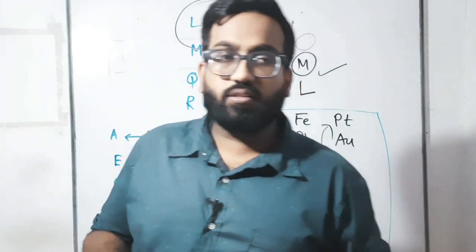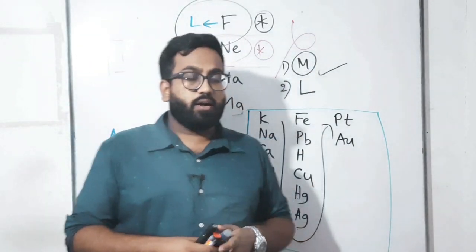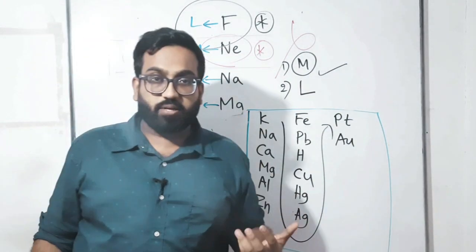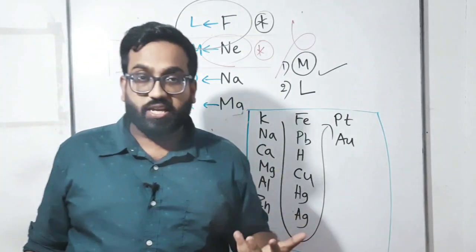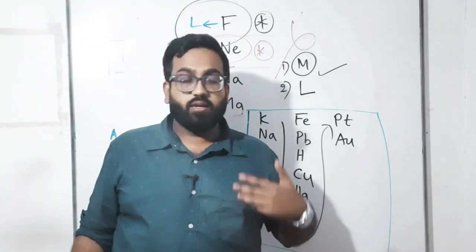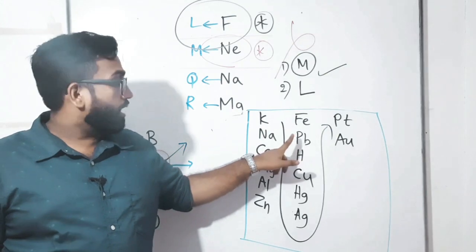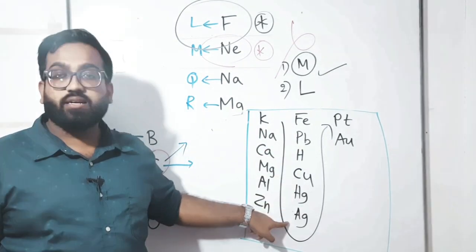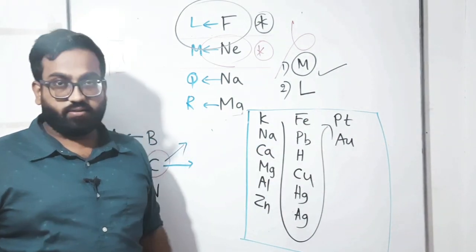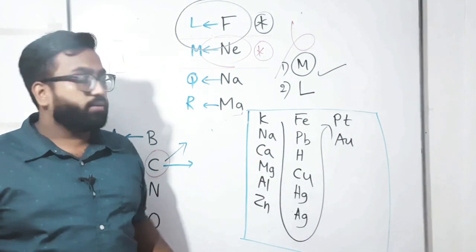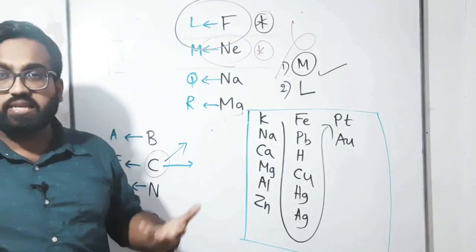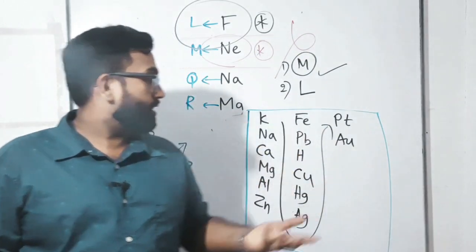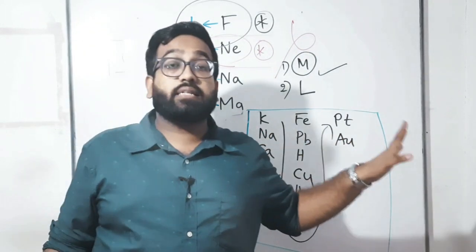Shall we read once? Okay, with me. First one, potassium, then sodium, calcium, magnesium, aluminium, zinc, iron, lead, hydrogen, copper, mercury, silver, platinum, gold. That is known as the activity series.